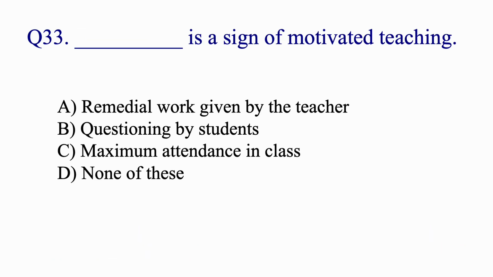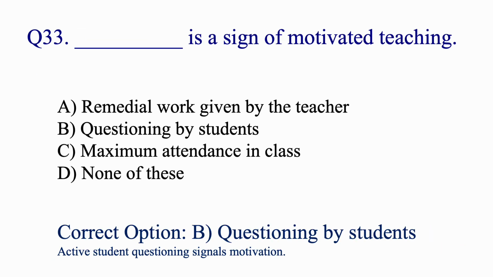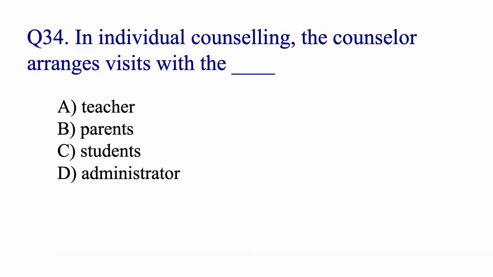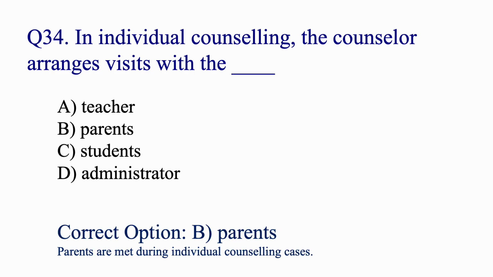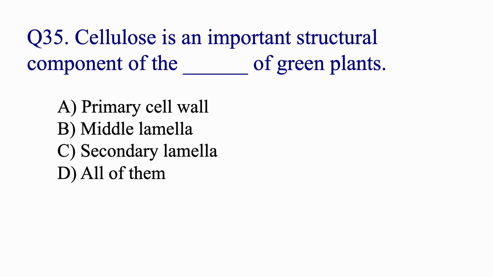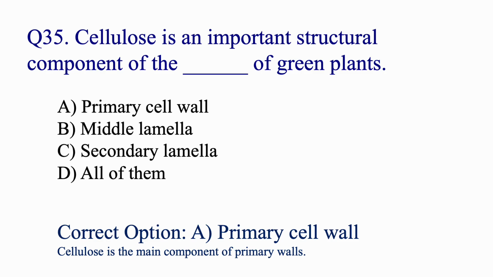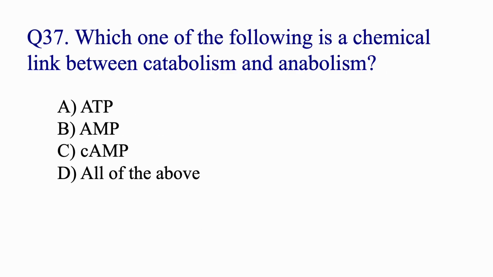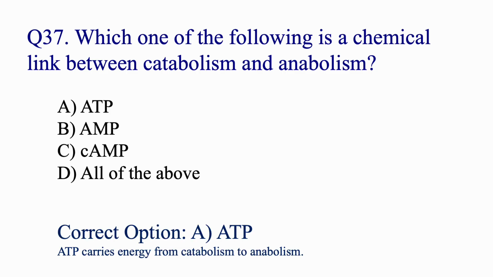Dash is a sign of motivated teaching. Questioning by students. In individual counseling, the counselor arranges visits with the parents. Cellulose is an important structural component of the dash of green plants. Primary cell wall. Which one of the following is a chemical link between catabolism and anabolism? ATP, because ATP carries energy from catabolism to anabolism.